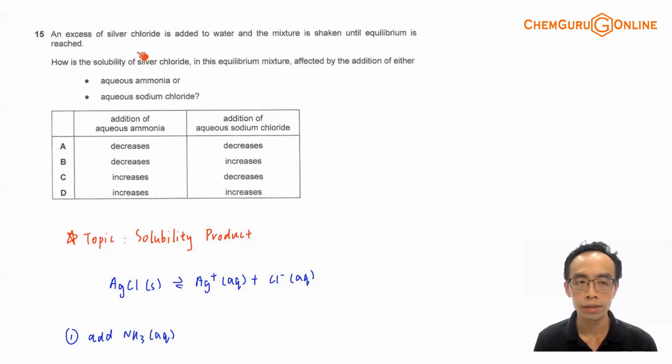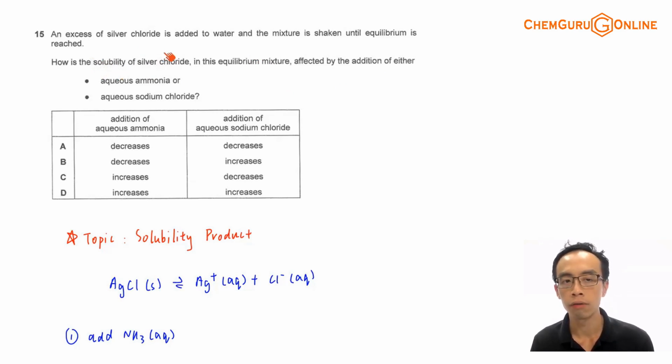Now question 15. I have an excess of silver chloride added to water. Make sure it's shaken until equilibrium is reached. So how is the solubility of silver chloride in this equilibrium mixture affected by addition of ammonia and sodium chloride? I have 4 possible options involving what happens when you add ammonia, what happens when you add sodium chloride, and how the solubility is affected.